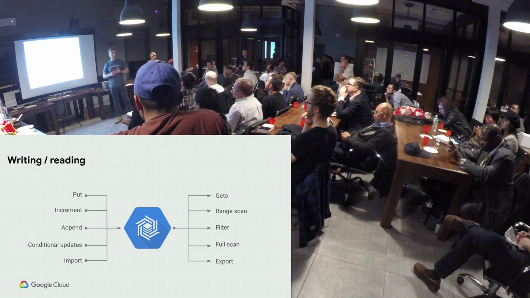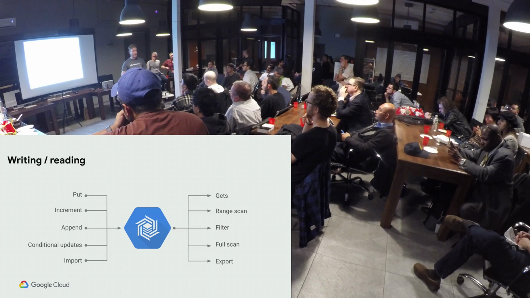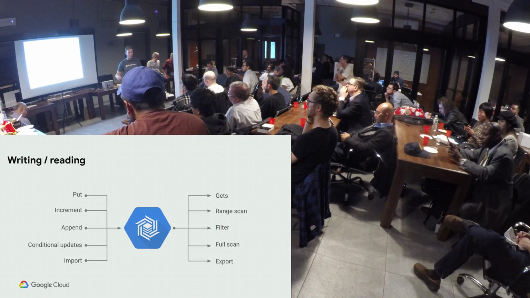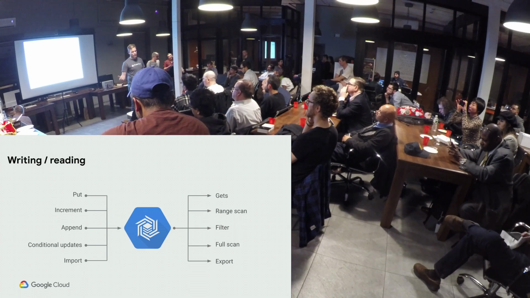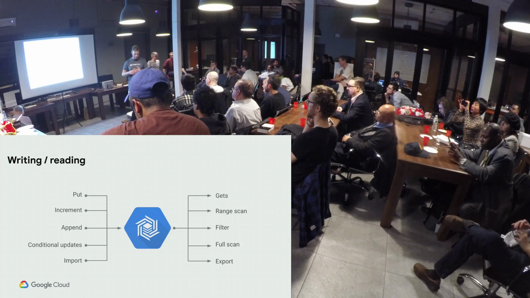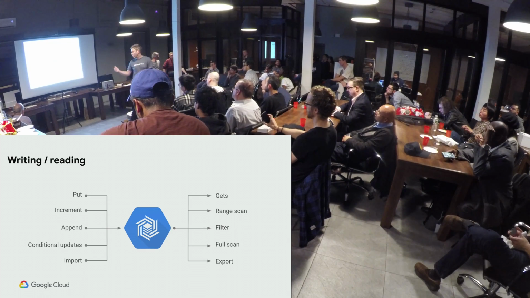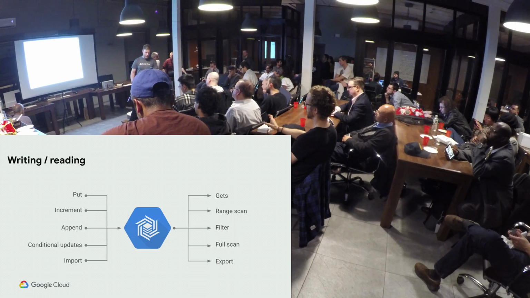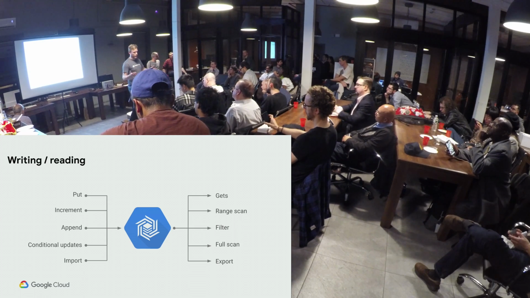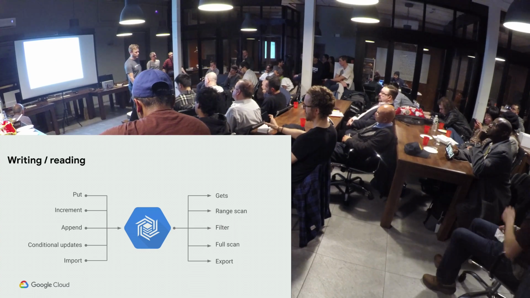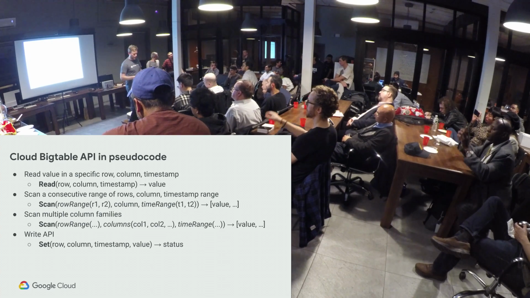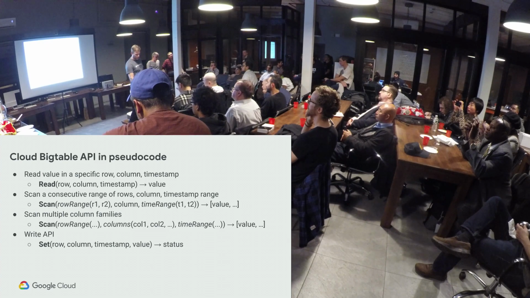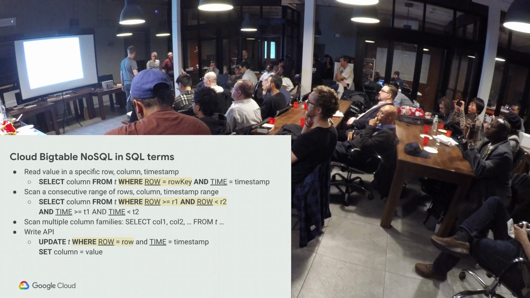So a little bit about the API. The API is actually fairly simple. You can do gets, single point lookups, or short range scans. You can do more than short range scans, but that's slow. You can apply filters to your gets and your range scans, and you can do full table scans. On the other side, you can do put, increment, append, etc. And all these are exposed through the different client libraries that we provide. I won't read this out to you, but it's the Bigtable API in some kind of pseudocode. And we also have it in SQL terms.